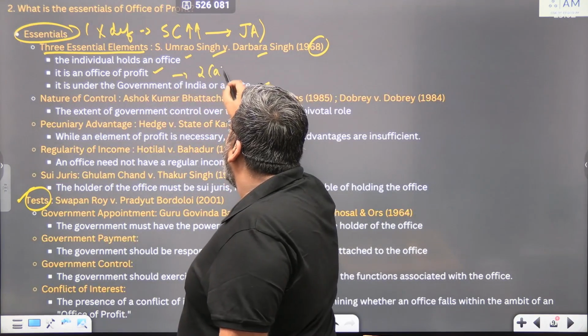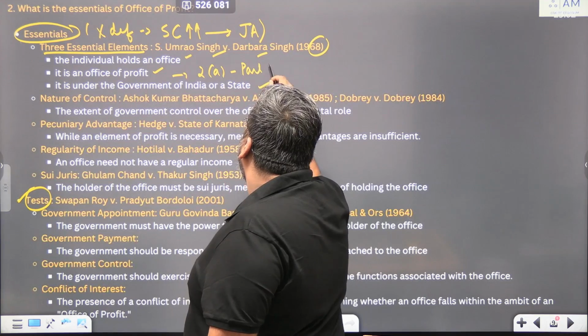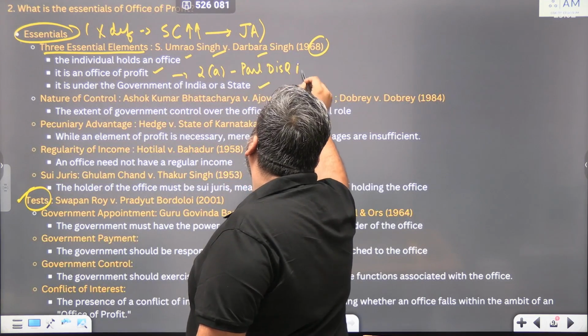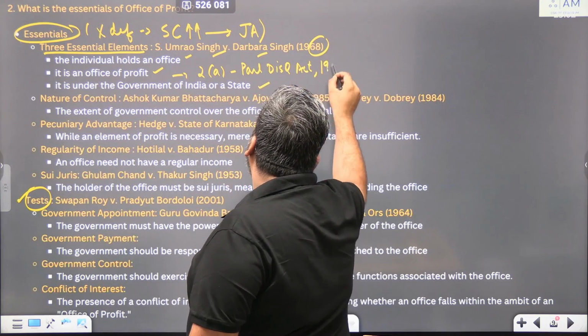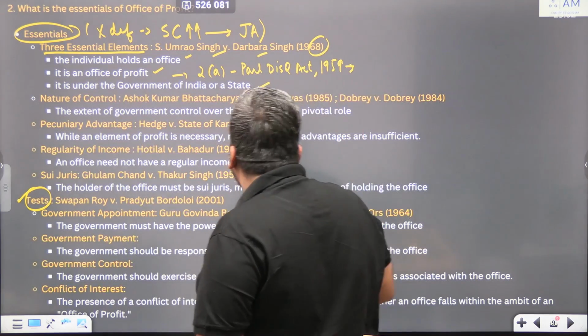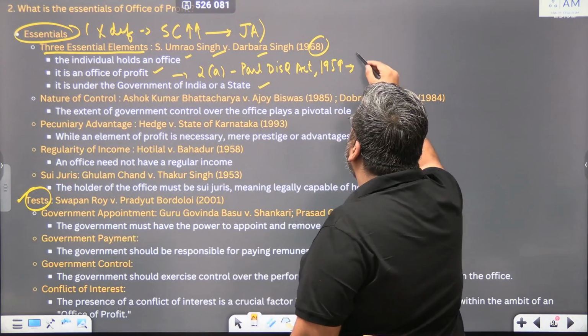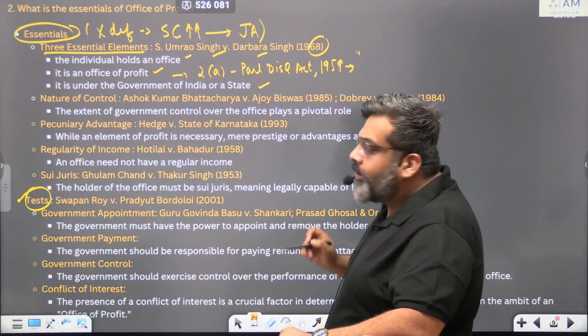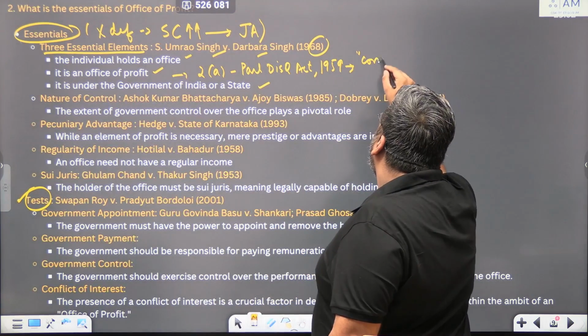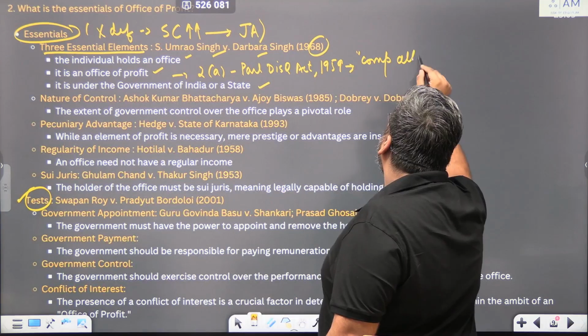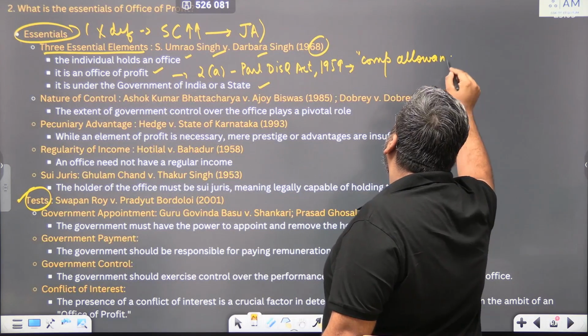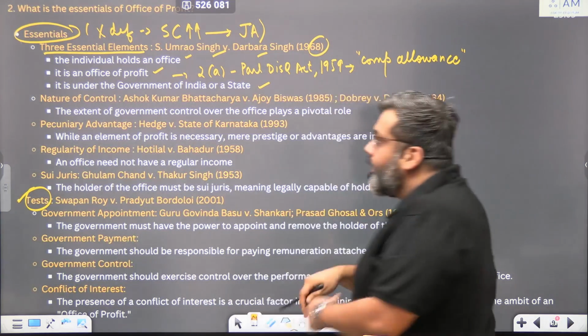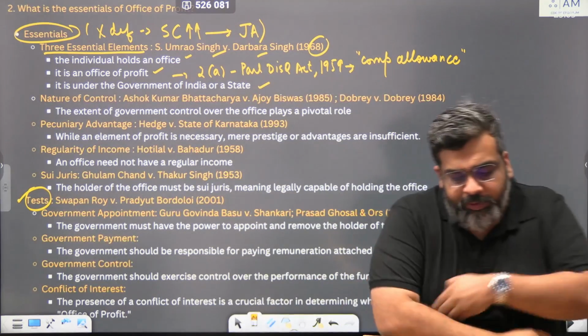Section 2A of the Parliamentary Disqualification Act of 1959 must be quoted, where it says, if you're receiving money other than what is called a compensatory allowance, then you would therefore be holding an office of profit.